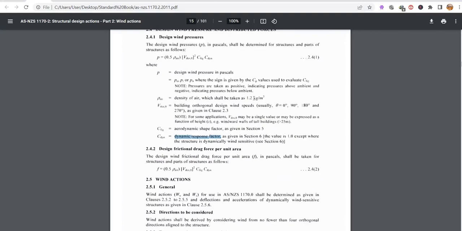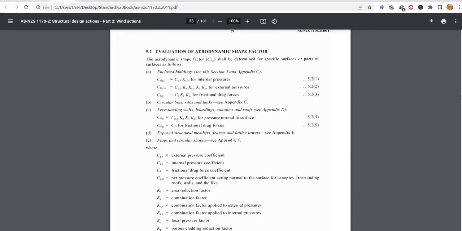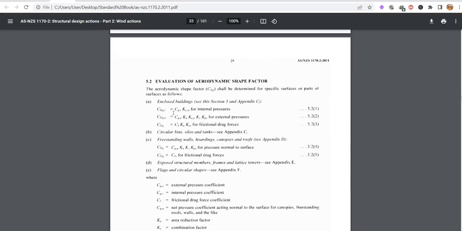Alright, so go to section 5 to get the value for the aerodynamic shape factor of the same clause, where you have to get the values of Cpe and Cpi, which are the external coefficient and the internal coefficient for the wall as well as for the roof.